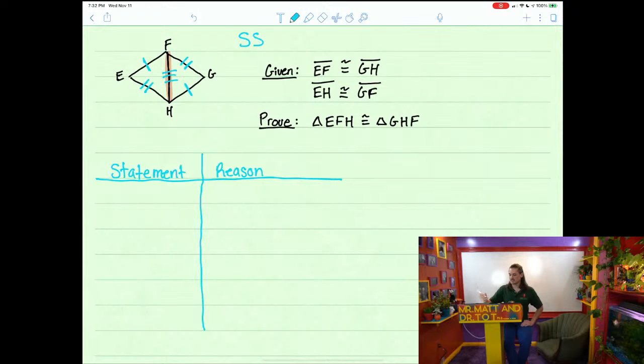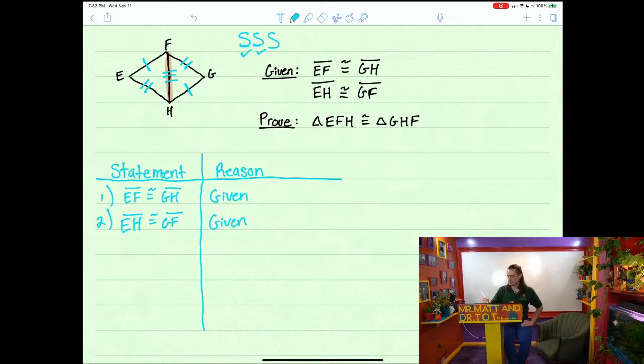So that's one of the side lengths that I've just proven. It was given to me. Then EH is congruent to GF. That was also given. That's the second side. And then due to the reflexive property of congruence, I know that FH is congruent to FH. So I can say that side length FH has to be congruent to side length FH because of the reflexive property of congruence.